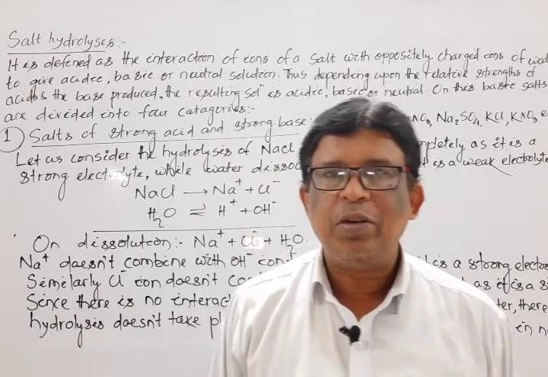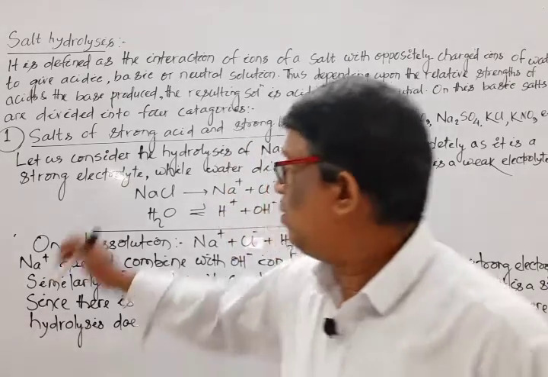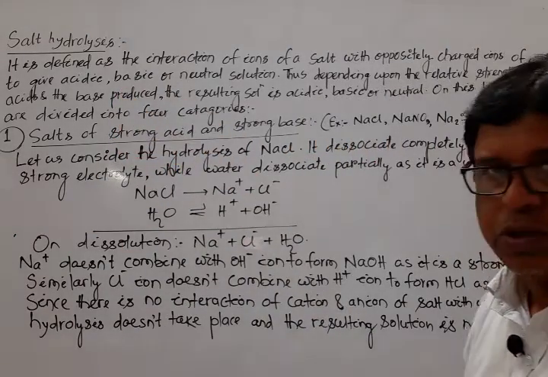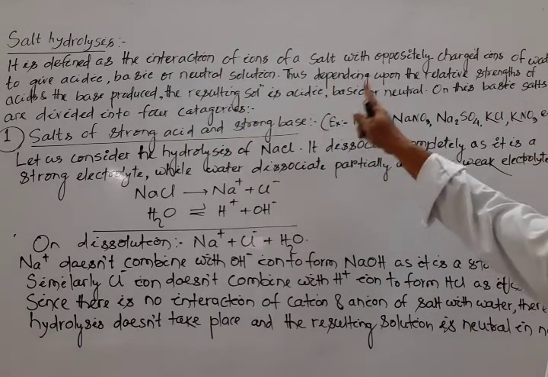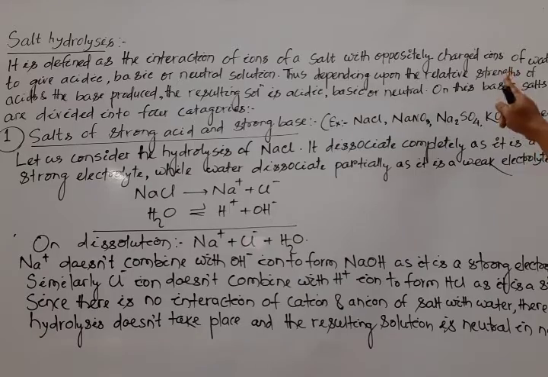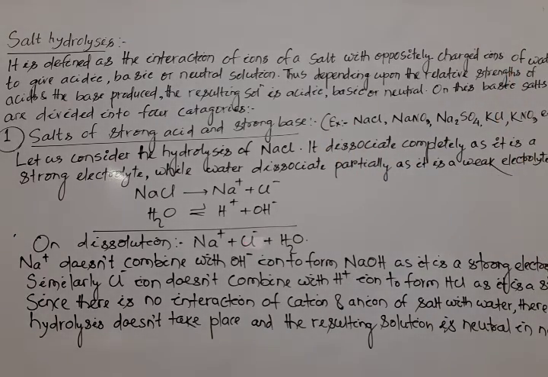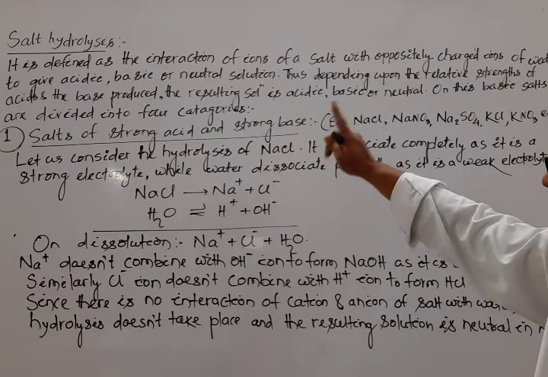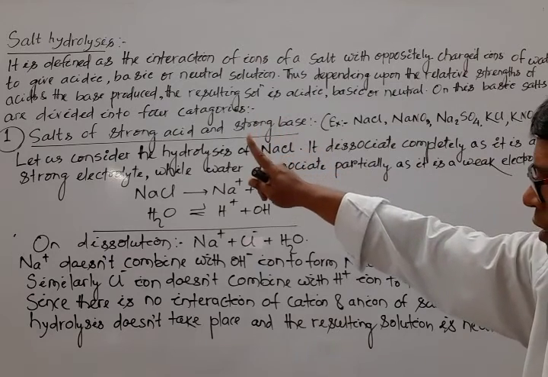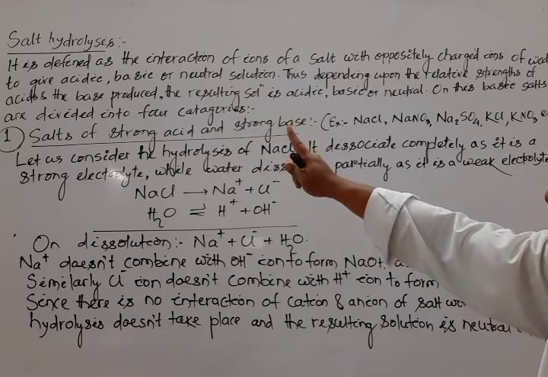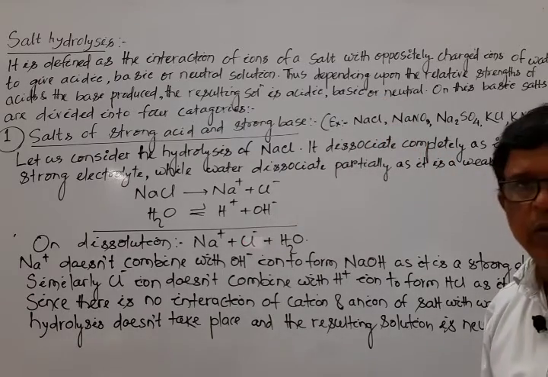Next, switch over to salt hydrolysis. Definition and different types. Note down. What do we know about hydrolysis of salt, or salt hydrolysis? It is defined as the interaction of ions of a salt with oppositely charged ions of water to give an acidic, basic or neutral solution. Thus, depending upon the relative strength of the acid and the base produced, the resulting solution is acidic, basic or neutral.